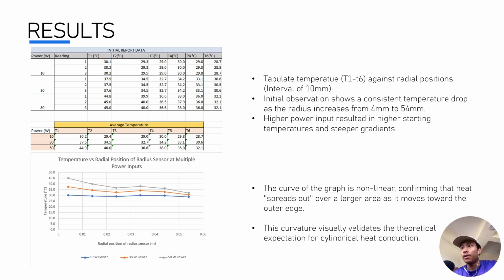Looking at our first Excel plot, temperature versus radius, you will notice a distinct curve. This non-linear profile is exactly what we expect in radial conduction. Unlike a flat wall, the area here expands as heat moves outward, causing the gradient to shallow out toward the edge.